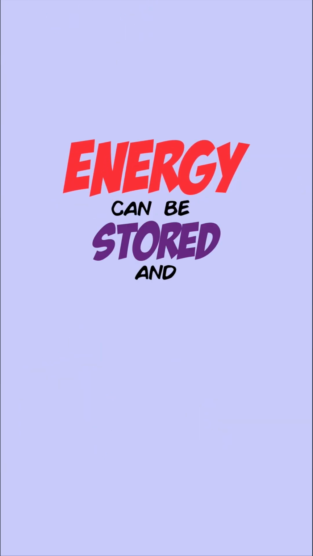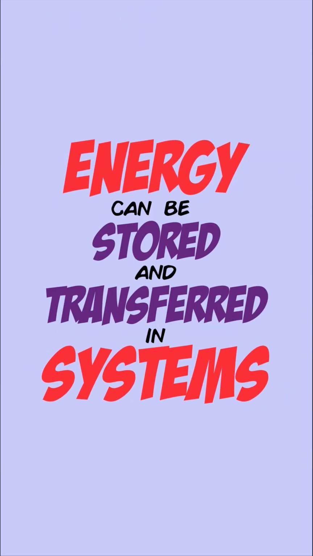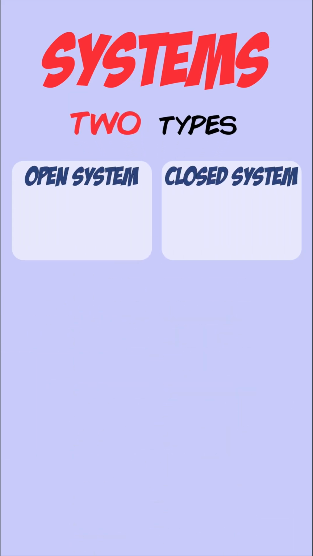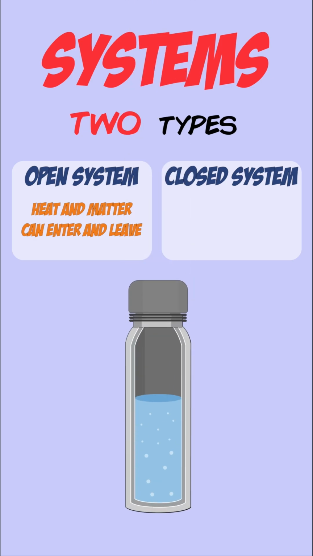Energy can be stored and transferred in systems. A system consists of either a single object or a group of objects, and you can have two types: an open system and a closed system. In open systems, heat and matter can enter and leave the system freely. So this would be like a thermal flask with the lid taken off.